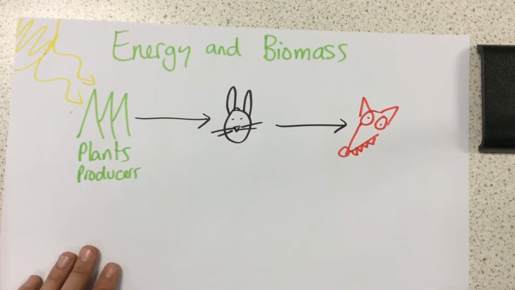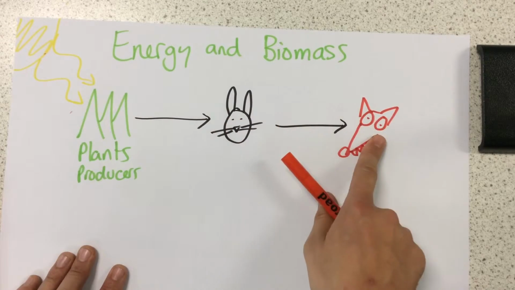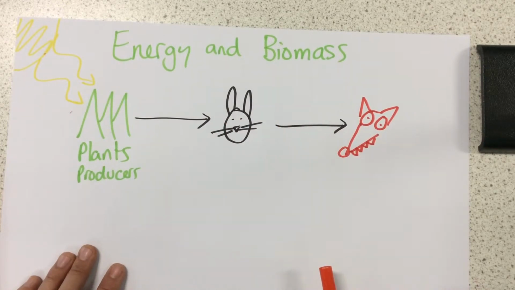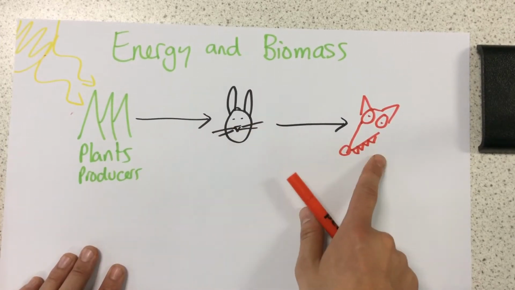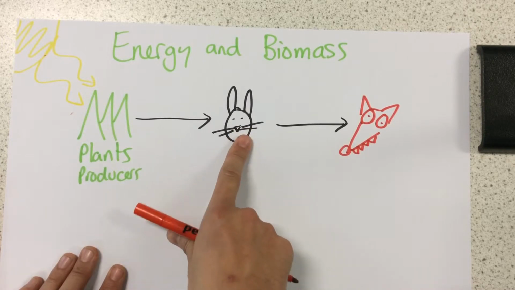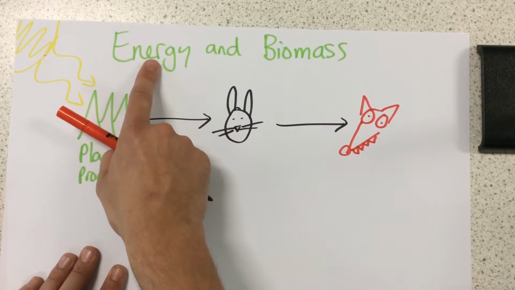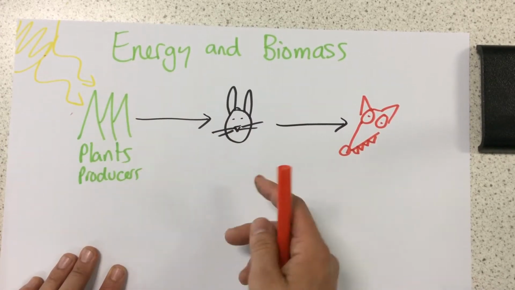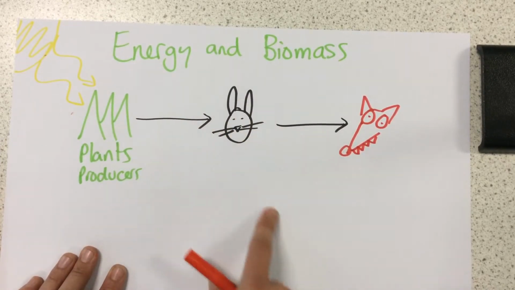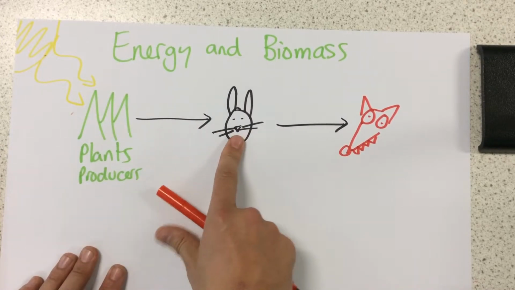Now the question is, has 100% of this energy gone from the plants all the way up to the fox? The answer is no. This is because at every single level, energy is being wasted. So for example, this rabbit here, during its lifetime, it will be moving around, which will require and mean it will be using energy. It will be keeping its own body heat up, which requires energy, and all of the other things that this rabbit does during its lifetime. So lots of that energy is being wasted.